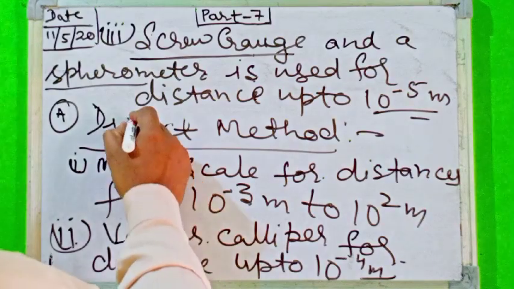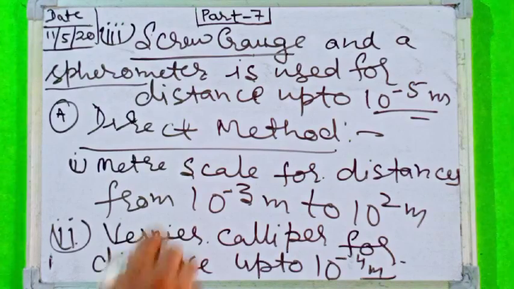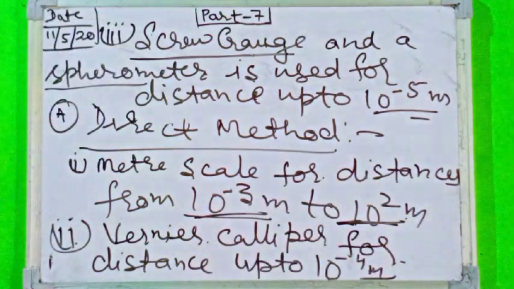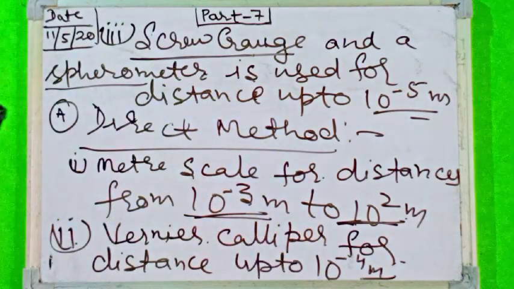There are experiments based on these instruments also in your physics lab. So these are used for measuring distances up to 10 to the power minus 5 meter. Means by the direct methods for the measurement of length, distances from 1 millimeter to 1 centimeter can be measured with a meter scale. Vernier calipers can measure distances between 10 to the power minus 3 meter and 10 to the power minus 4 meter, and the screw gauge or spherometer can measure distances between 10 to the power minus 4 meter and 10 to the power minus 5 meter.